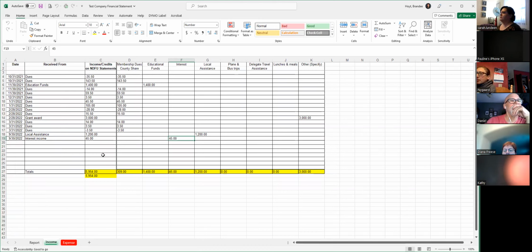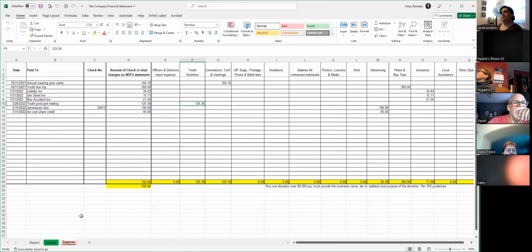And then we have an ag cost share credit of $95. So here you can see on 310, the test group wrote a check out of their checking account to the Jamestown Sun for $190. They sent that ad and a request for ad cost share credit to Pam Musland. And the state reimbursed this organization half of what their advertising cost was, so the $95.